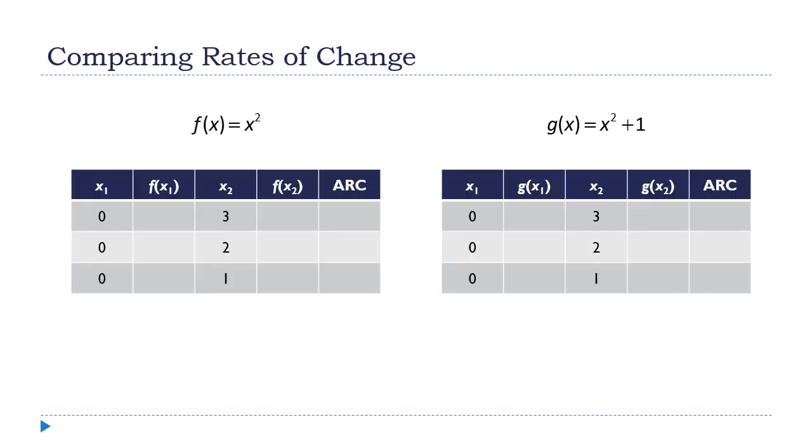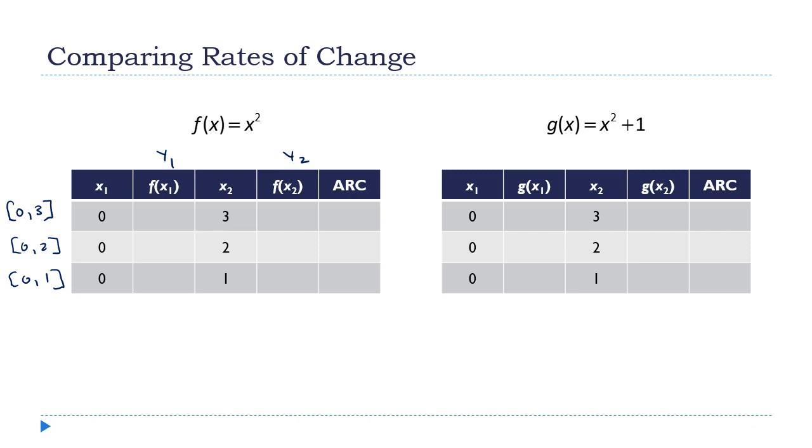So I've made two tables here, one for each of our functions, with the endpoints of the intervals we were asked about as the x values. So to find the average rates of change, we need to find the corresponding y or function values. Then we can find the slopes of the lines through those points. So these calculations are all just substituting into the function.